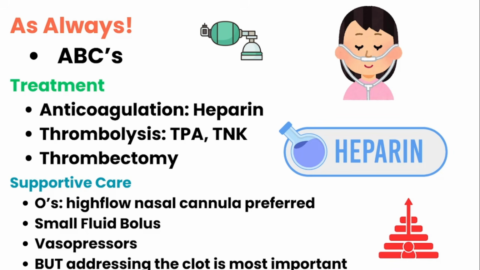Now, for the definitive treatment of pulmonary embolisms, it depends if the patient's stable or not stable. If the patient is stable, we typically start IV heparin to prevent the blood clot from growing.